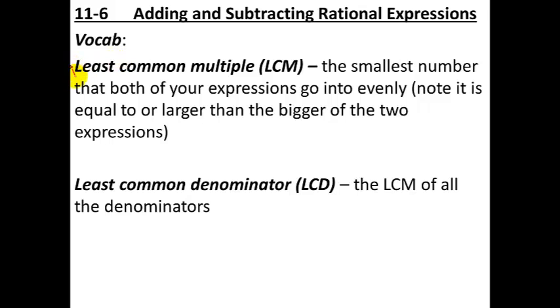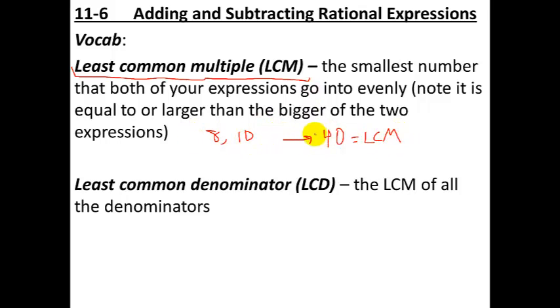First thing is least common multiple. The LCM, or least common multiple, is the smallest number that both of your expressions go into evenly. That means it has to be at least as big or bigger than either of your two expressions. If I've got an 8 and a 10, what's the least common multiple of 8 and 10? What's the smallest number that both 8 and 10 go into? The answer is 40. 8 goes into 40 5 times, and 10 goes into 40 4 times. So 40 would be the least common multiple, and notice it's a bigger number than either of these.